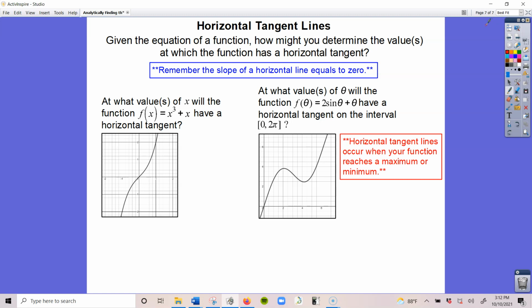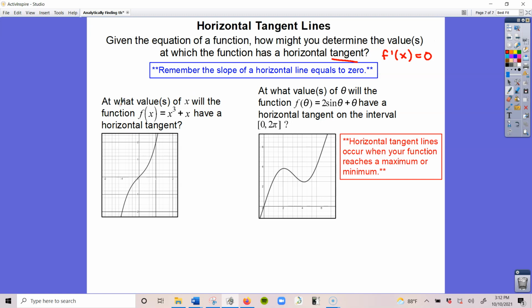Finally, we're going to talk about horizontal tangent lines. So here, given the equation of a function, how might you determine the values at which the function has a horizontal tangent? Now, if you think back to that first slide, we saw that the slope of a constant line is 0, and that constant line is a horizontal line. So that means that if we're trying to figure out when a function has a horizontal tangent, its derivative, since remember, derivative represents the slope of the tangent line, would equal 0.